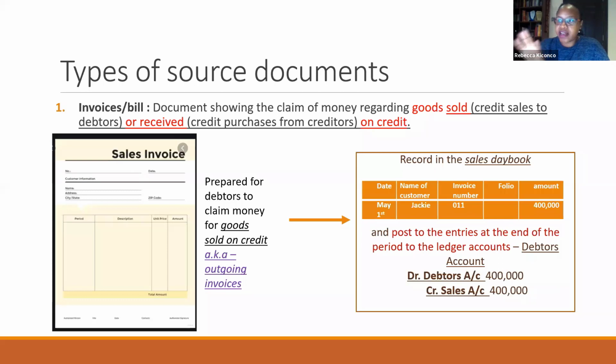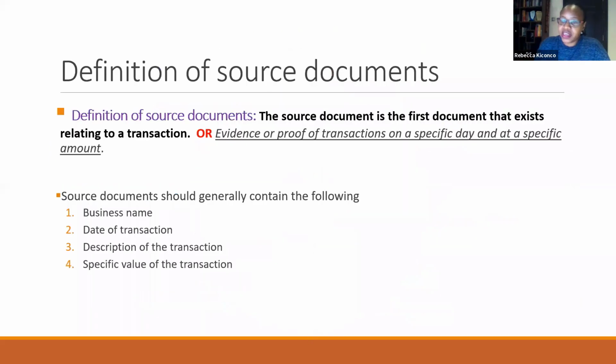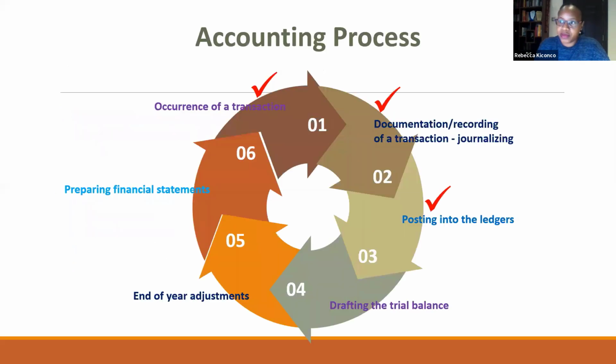What does it look like? I have tried to put in pictures of what these documents look like. I know that sometimes people go out in the world when they have never seen these documents, so I try to put as many documents as possible for you to relate to what you're learning. So a sales invoice can look like that. Remember, a sales invoice or any of these source documents should have a business name, a date of transaction, the description of the transaction, and a specific value of the transaction.